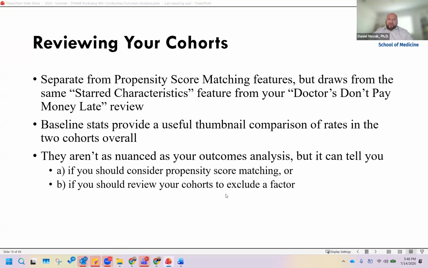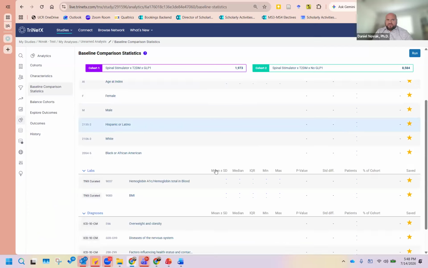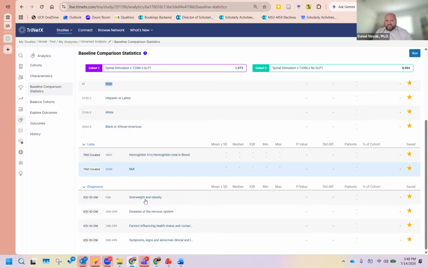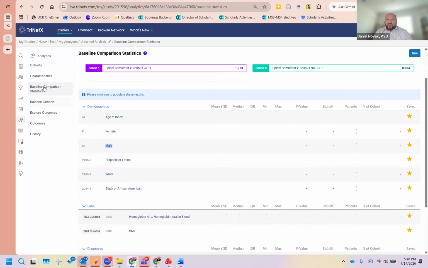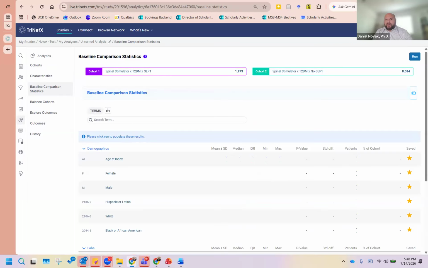I want to review your baseline statistics here. This will basically give you a t-test comparing your different groups along these different metrics. So it'll tell you whether there's a statistically significant difference between your groups at age at index, between ratios of male and female participants, Hispanic or Latino, white or black, or any of the characteristics that you might include in here. So by starring these characteristics, they become part of your propensity score matching, but they also become part of your baseline comparison tool.